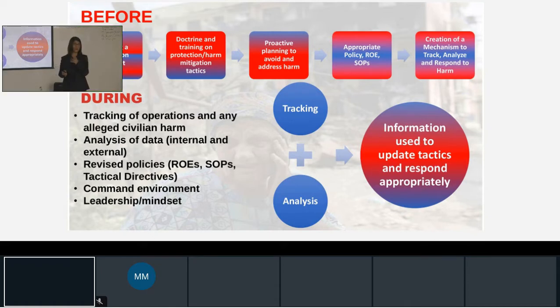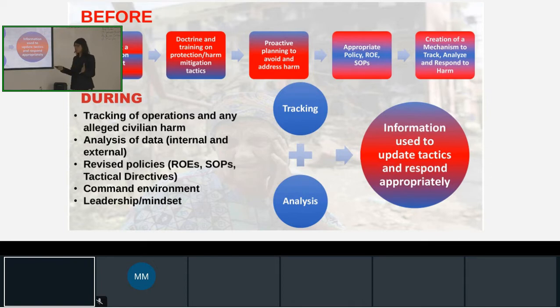What are the root causes that led to civilian harm? Airstrikes being used in residential areas. So General McChrystal issued a tactical directive to limit the use of airstrikes in residential areas. In Iraq, for example, General Corelli saw that a lot of Iraqi civilians were being killed at checkpoints, and once they started getting this data, they enacted new SOPs on escalation of force.